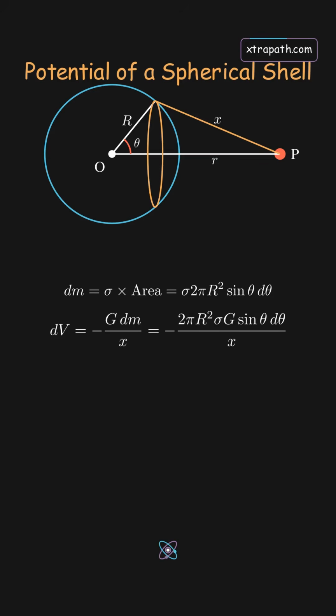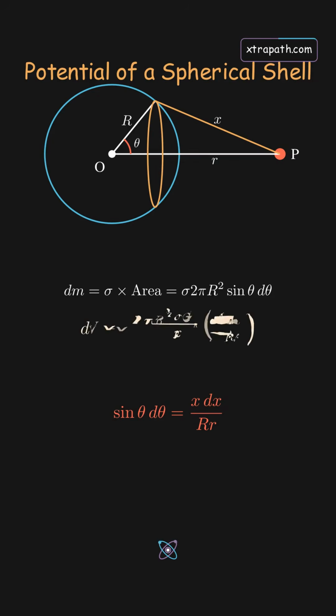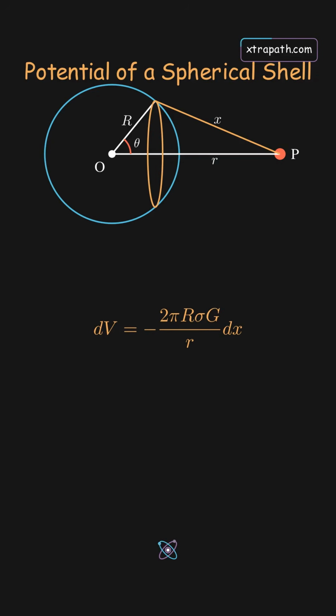To integrate, we need to relate the distance x and the angle theta. We do this using the law of cosines. Because r and R are fixed constants, differentiating both sides gives 2x dx equals 2 r R sine theta d theta. This perfectly isolates sine theta d theta, allowing us to swap it out for terms of x. Substituting this into our potential equation simplifies things beautifully.